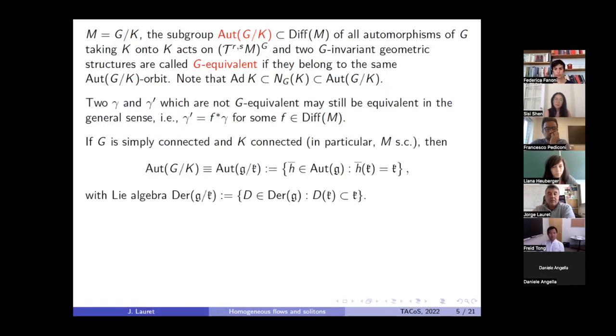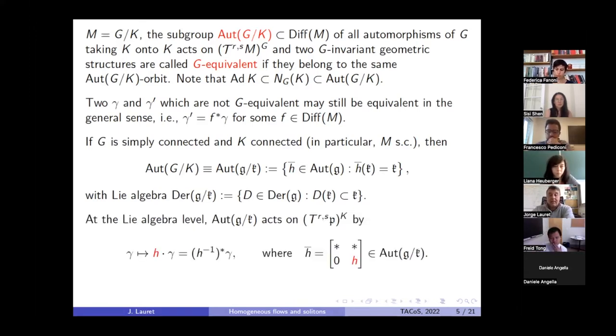And well, if G is simply connected, and K is simply connected, so you get M simply connected, then you can go to the Lie algebra and work with these automorphisms, which are identified with automorphisms of the Lie algebra. And then you can work with derivations, okay? The derivations taking K to K always. And well, this group acts on this set of ad K invariant tensors in this way.